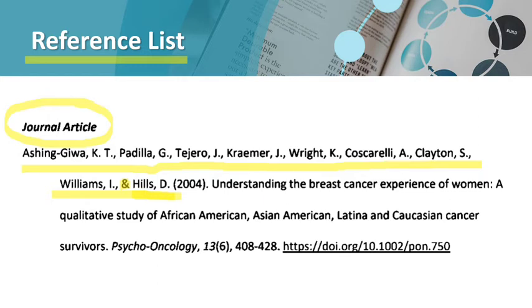And then followed by the year published of the journal article, and then followed by the title of the article.